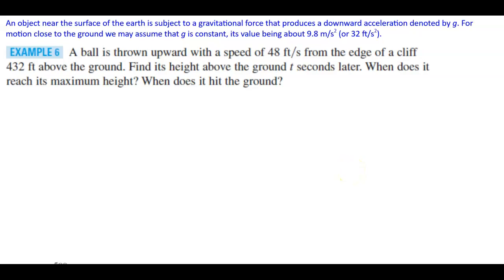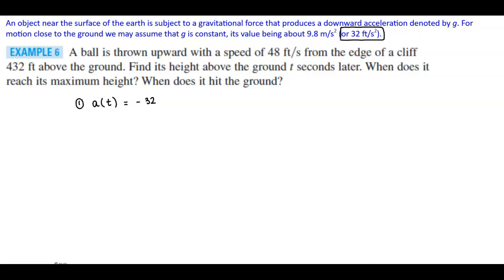Since we're dealing with gravity here, we should know that the acceleration function is constant. So the acceleration function is going to equal negative 32, since that is what we're dealing with in gravity. And again, the units are feet per second squared, so that tells us that it's acceleration.